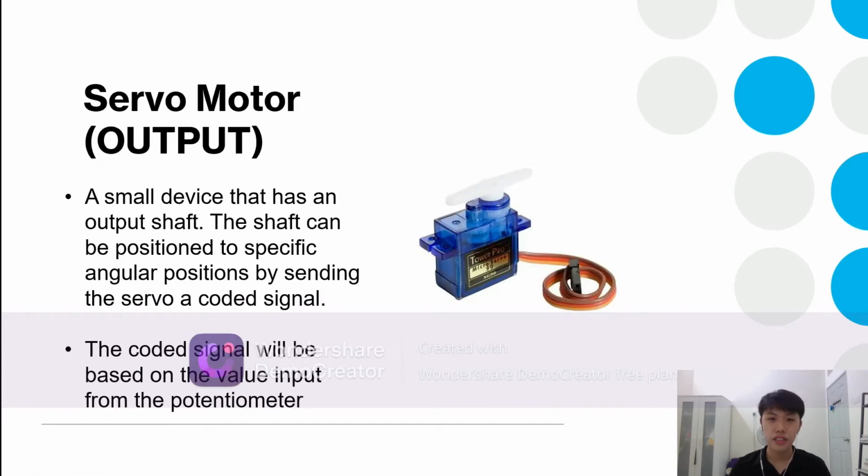Seterusnya servo motor. Servo motor ni adalah output bagi circuit kita hari ini. So servo motor ini adalah satu device that has an output shaft. The shaft can be positioned to a specific angle by providing the servo a coded signal. So what is the coded signal I'm speaking about here? The coded signal will be based on the value input from the potentiometer. Okay, yang saya sebut tadi. Potentiometer tu akan provide nilai input kepada servo motor, dan servo motor akan react dengan nilai yang dibagi oleh potentiometer ini.